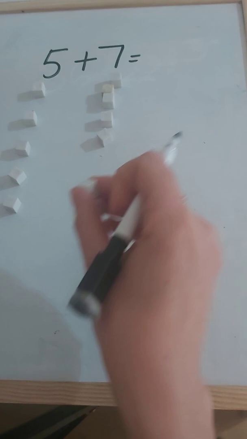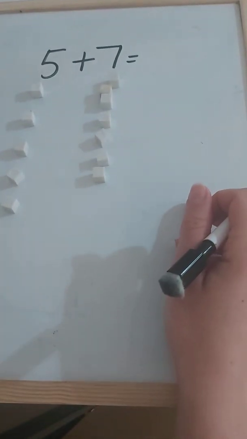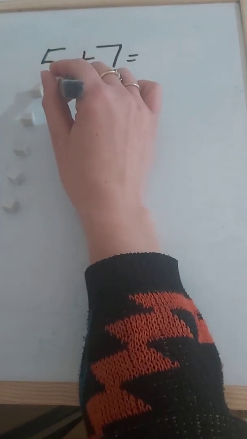Notice how I'm putting them in a line underneath. That's going to be really helpful today. 1, 2, 3, 4, 5, 6, 7. Okay. So you might remember how to make 10 using a bond with 5. So we've got our 5 there.